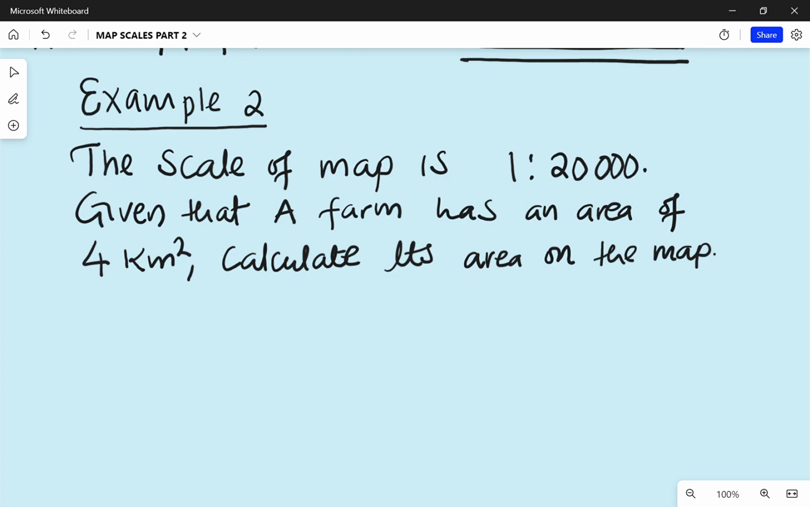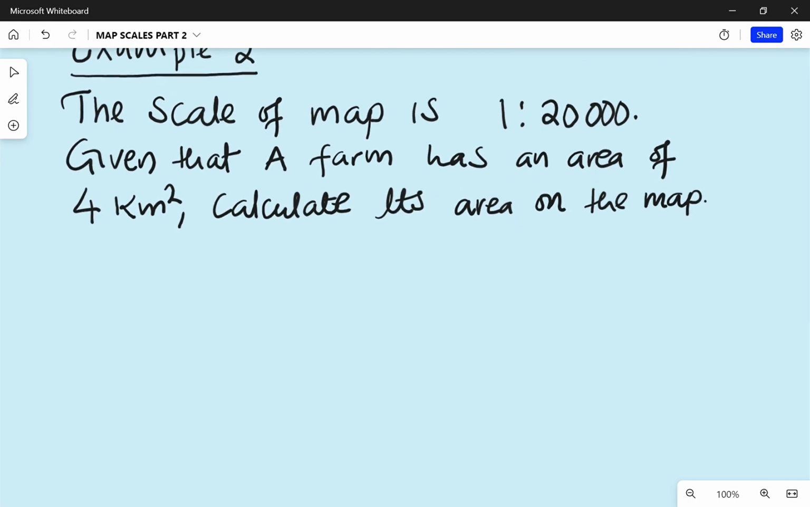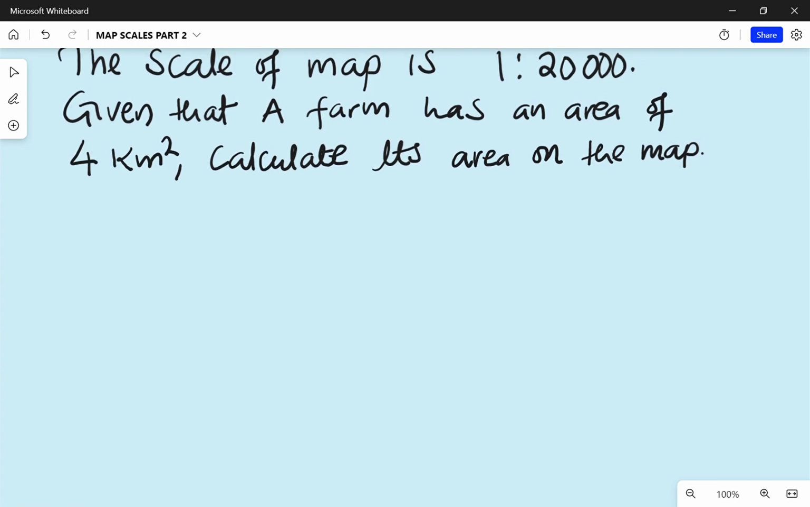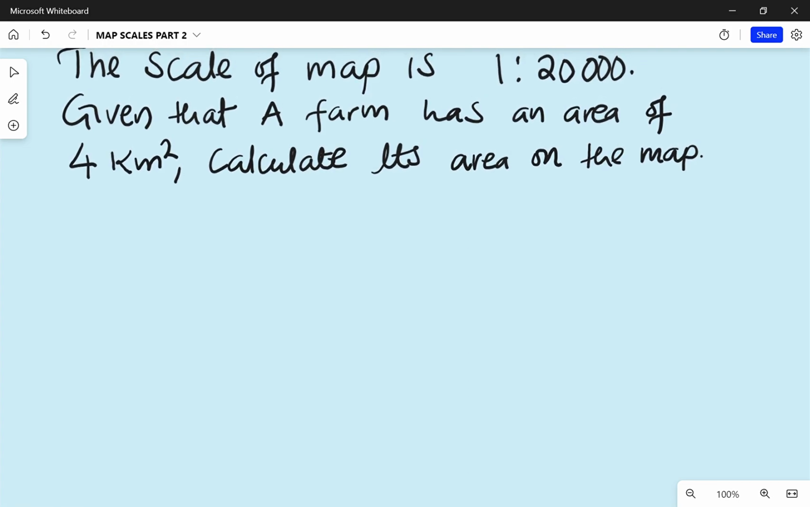So straight away, let's look at the solution. You have to recognize that what has been given to us is always, and I mean always, the linear scale factor. Your duty is to convert that linear scale factor into an area scale factor and use it to find the missing part. If the missing part is the actual, you use it to find the actual. If the missing part is the map, you use it to find the map dimension.